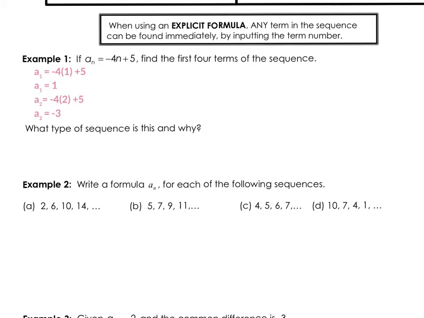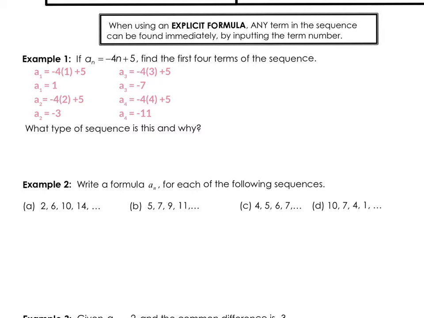Now I can do the same thing with 3. When we do that, we get a sub 3 equals negative 4 times 3 plus 5, which becomes a sub 3 equals negative 7. And the last one, we have to do the fourth term, so same thing with the 4. I put in the 4 everywhere I saw an n, and then I get our answers. So they look a lot like the linear equations that we've used in the past. We take in the n's and then we get out what the value is.